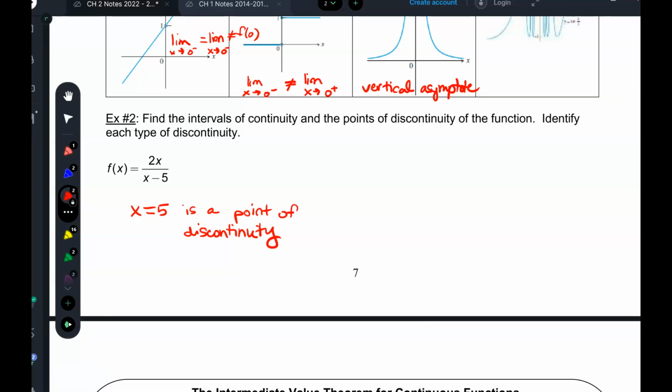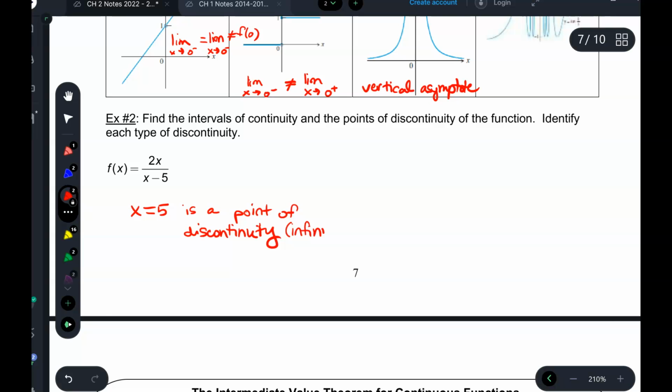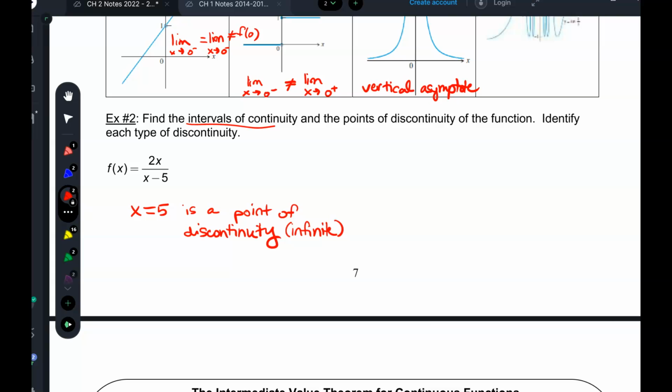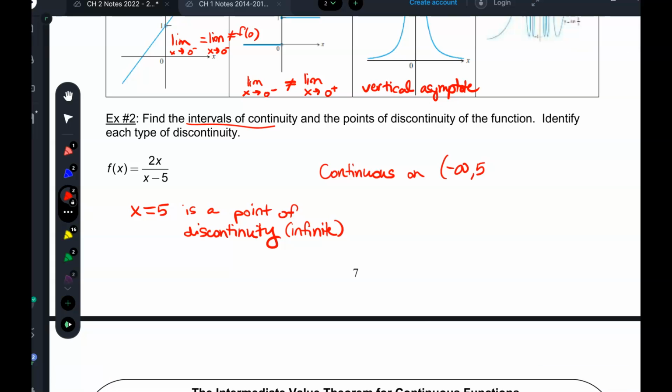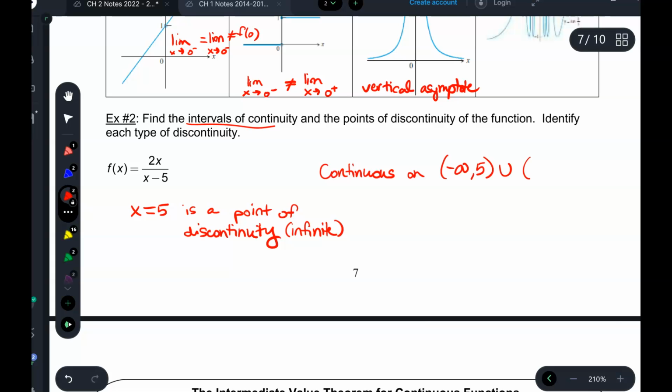And we said it's infinite. Or did we say it's infinite? You said vertical asymptote, so. And the last part was actually the first part I asked for. Where is it continuous? Negative infinity to 5. Do we use brackets or parentheses? Parentheses, good. And then 5 to infinity. Good.